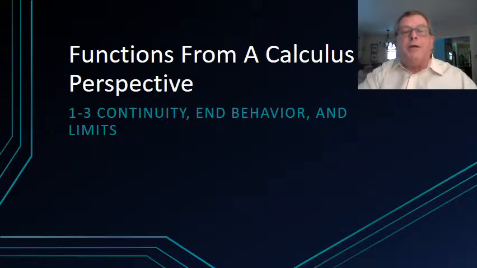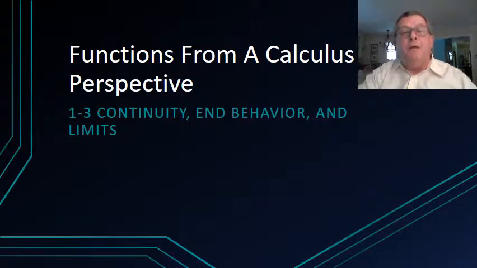All right, we've been looking at continuity in behavior and limits, and so we're going to look at end behavior. End behavior, simply defined, is what's happening at the ends of the graph. What's happening on the left-hand side? What's happening on the right-hand side?